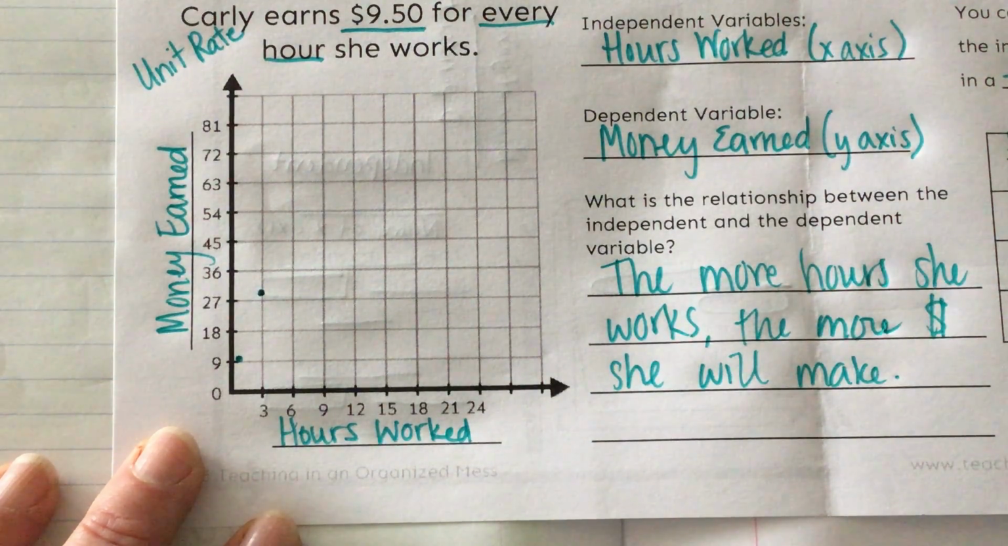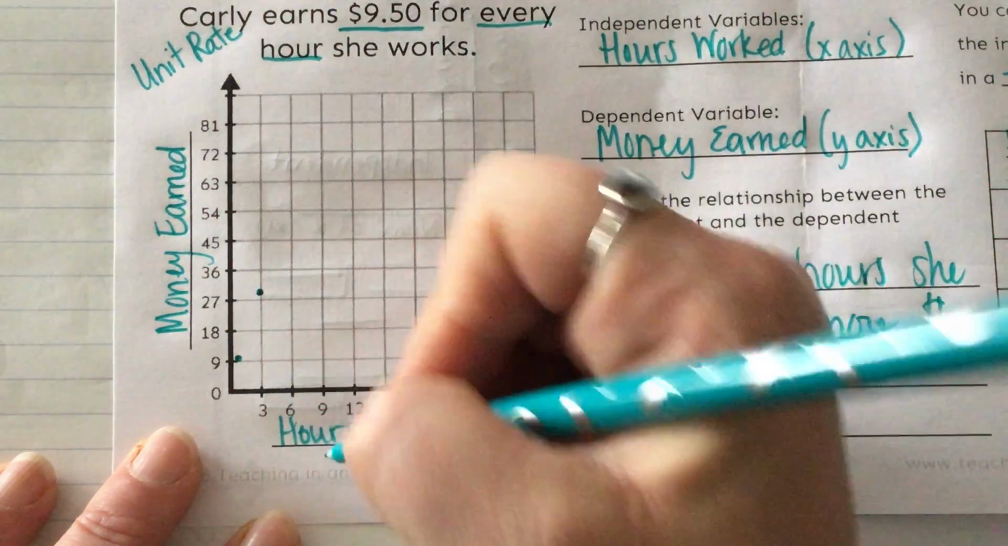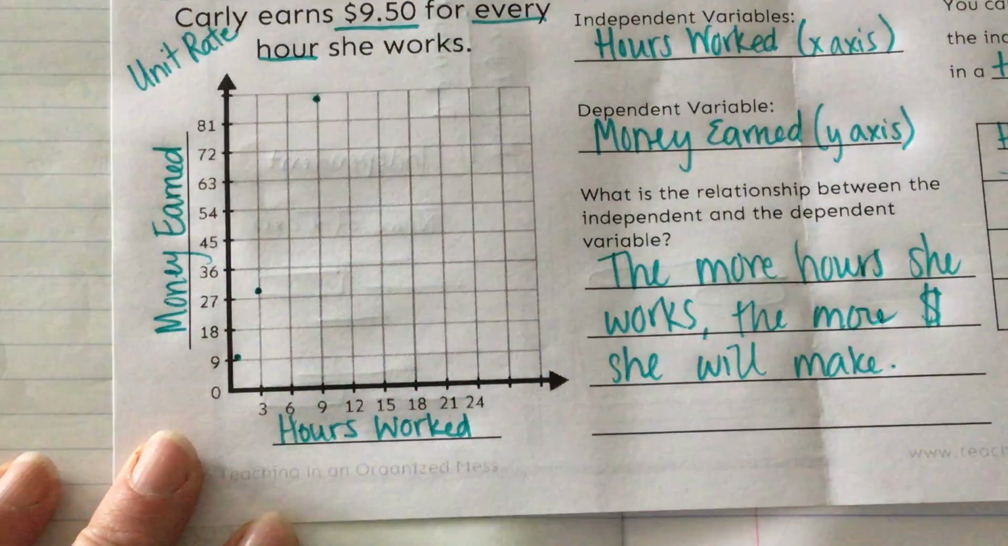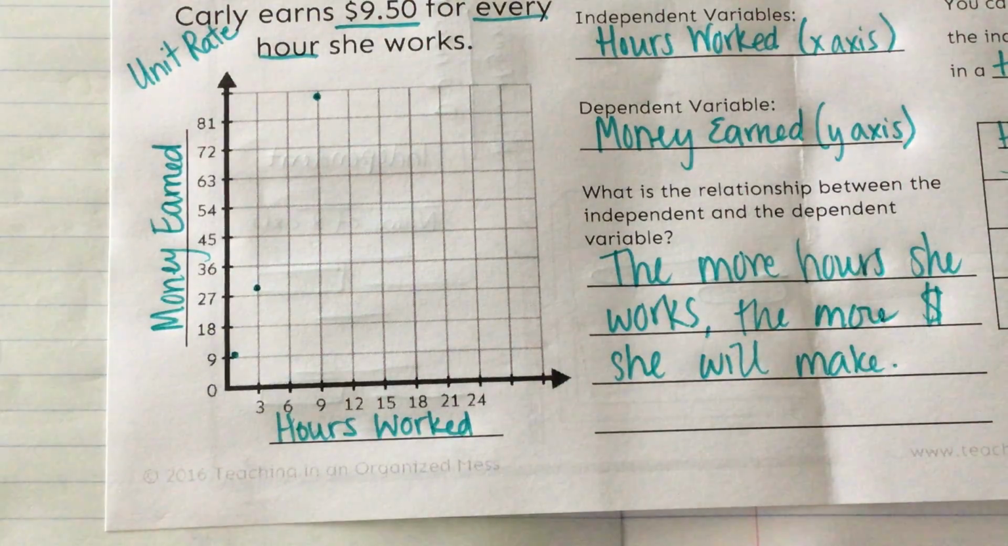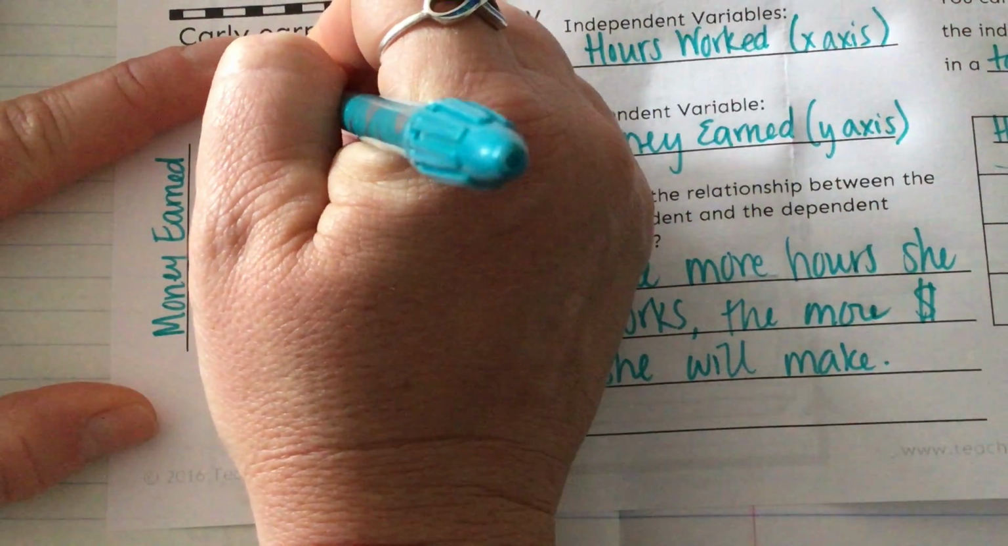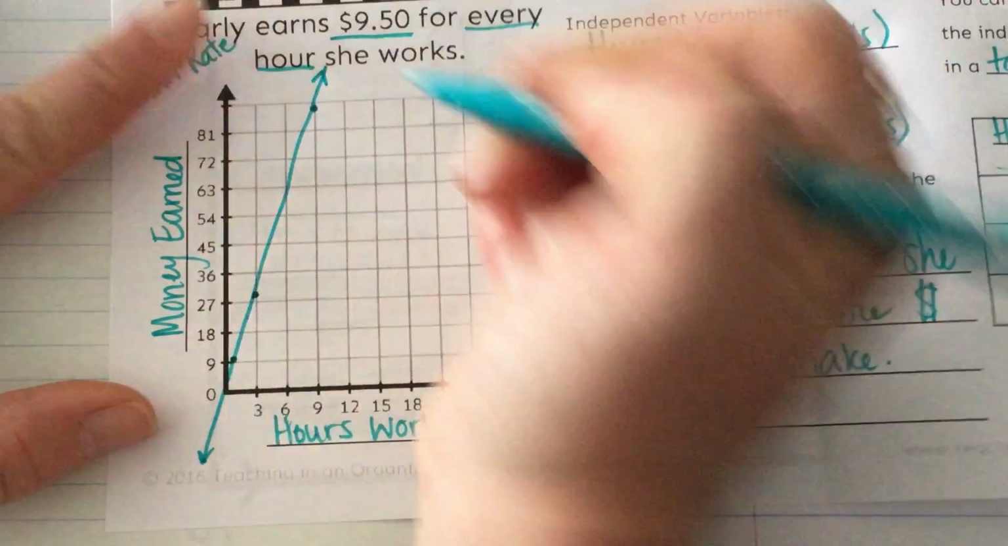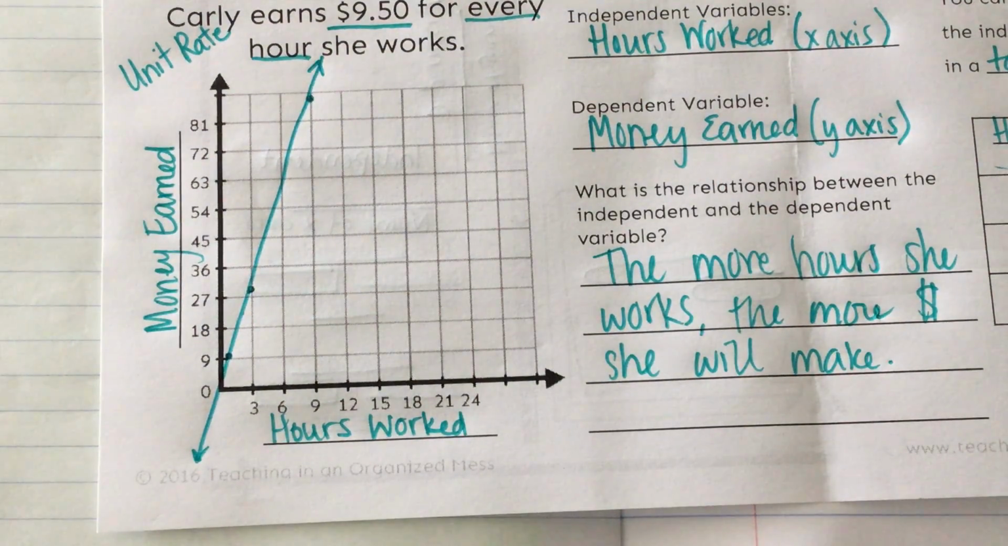All right, and then the last one that we put in our graph is what? 9 hours, 85.50. Okay, so I'm gonna go to the right 9, and I'm gonna go all the way up to 85.50, which is about there. Now, this is a very good way for you to check to make sure you did this correct, because if you did, these dots end up on a straight line. Obviously I can't draw a straight line without a ruler, but you get the point. They're in a straight line.